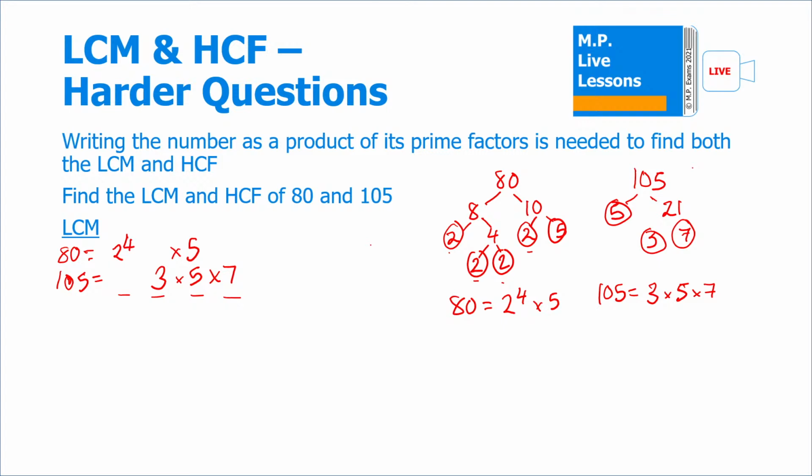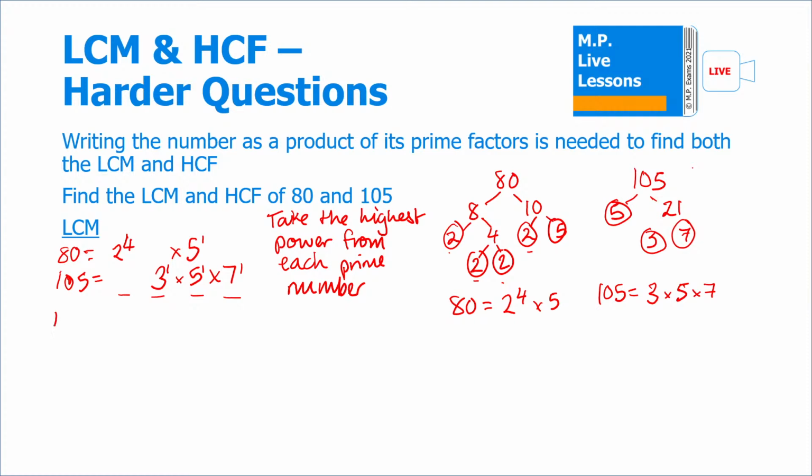Then what we do is we take the highest power from each. For example, if there's no power, it's just a 1, like this.